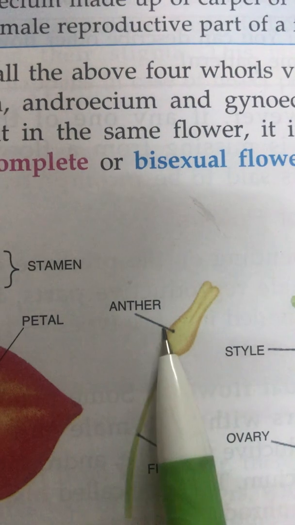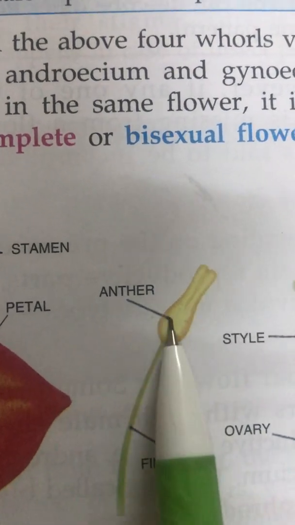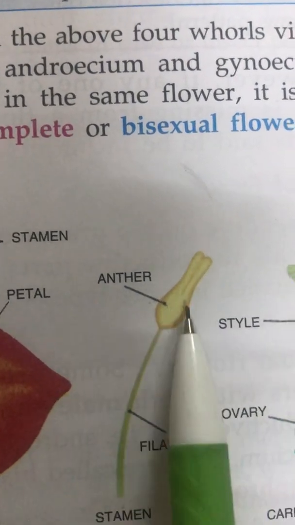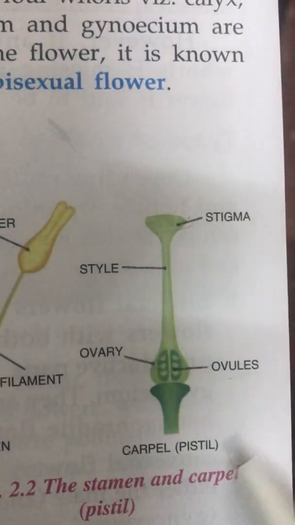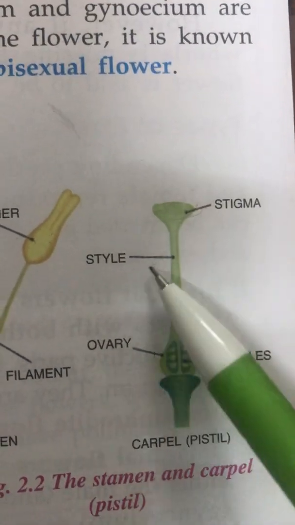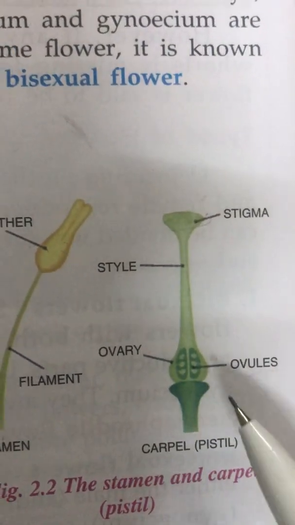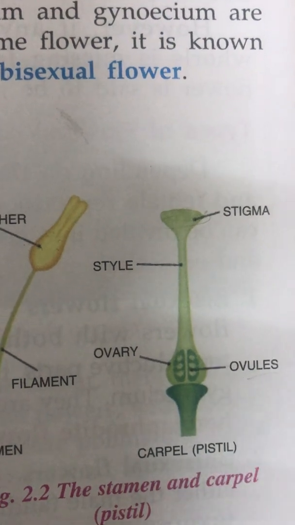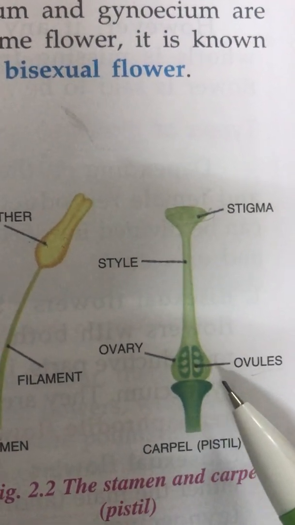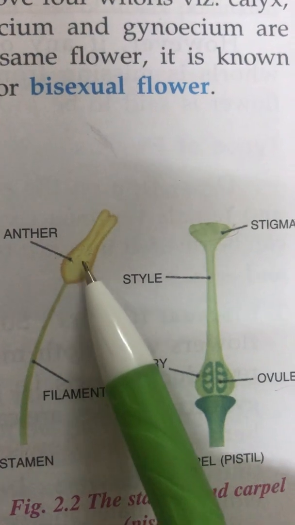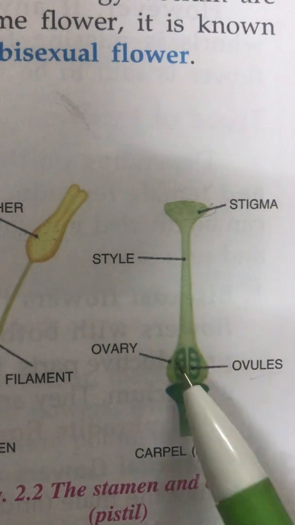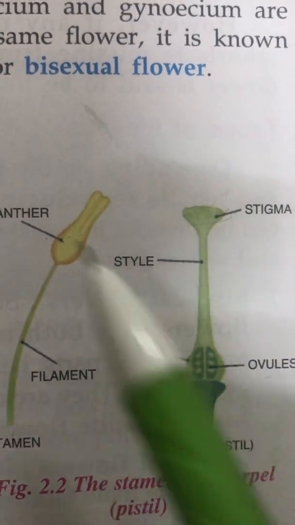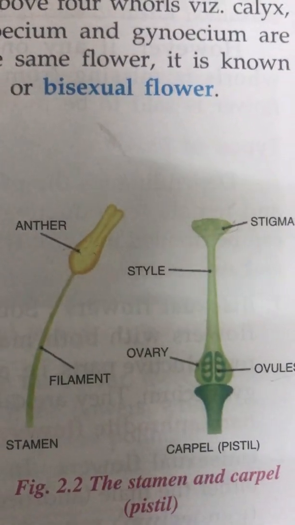Just like the male gamete is present inside the pollen grain, these are the anther lobes inside which pollen sacs are there, inside which pollen grain is there, and the male gamete is inside the pollen grain. Likewise, this is a carpel having stigma, style and ovary. Inside the ovary, ovules are present, and inside the ovule, the female gamete is present. The male gamete from the pollen grains has to fuse or mix with the female gamete present inside the ovule, and this fusion is called fertilization.